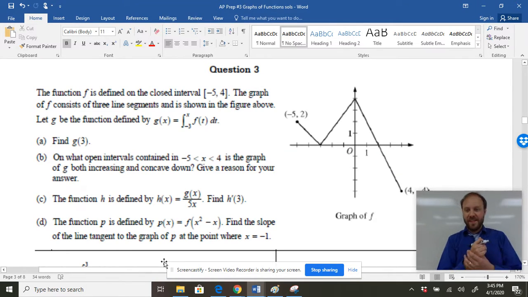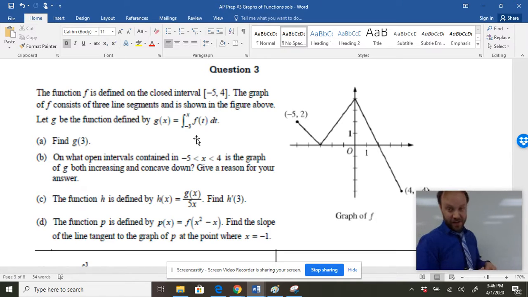Hi, everybody. We're going to be taking a look at an example integral defined function free response question. If you remember, these are the questions where you've got some kind of graph. Notice we have the graph of function f right here. And they talk about function g, and g is the integral from -3 to x of function f. So I call it an integral defined function because it's explained using an integral.